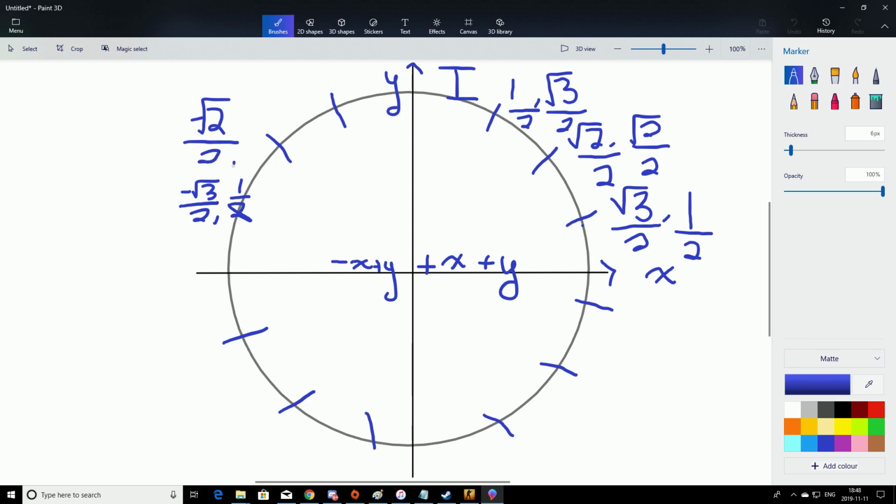Copy right here, over 2, and keep the same y value. Please excuse my numbers being funky. And copy this point, which is negative 1/2, square root of 3 over 2.